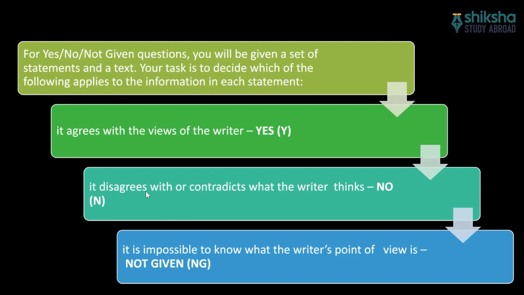If the statement disagrees with it or contradicts what the writer thinks, then you write no. If it is impossible to know what the writer's point of view is, then you write not given. So again, just read the instructions very carefully. Whether in the question or in the answer, you have to write true, false, not given, or yes, no, not given. Just be aware of that.